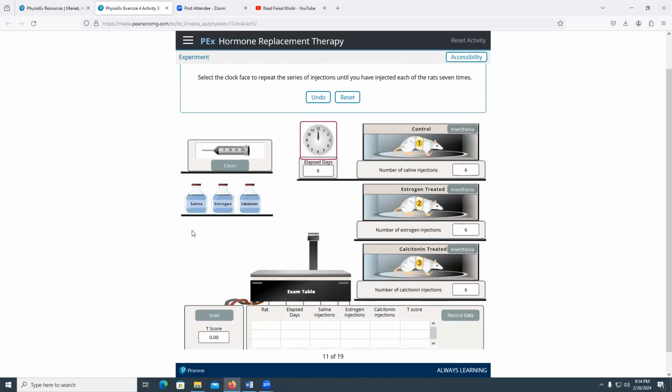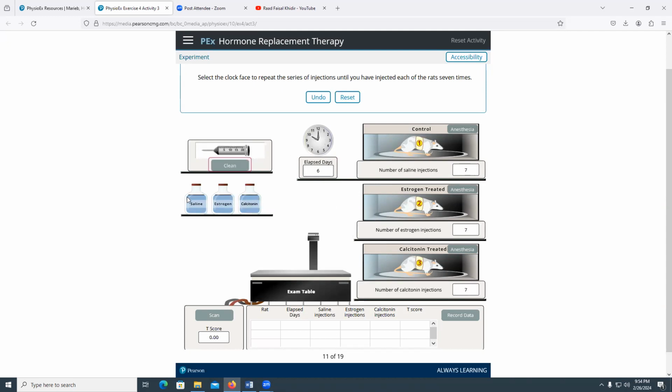Okay. On day number 7: saline, and estrogen, and calcitonin. So these are 7 injections.